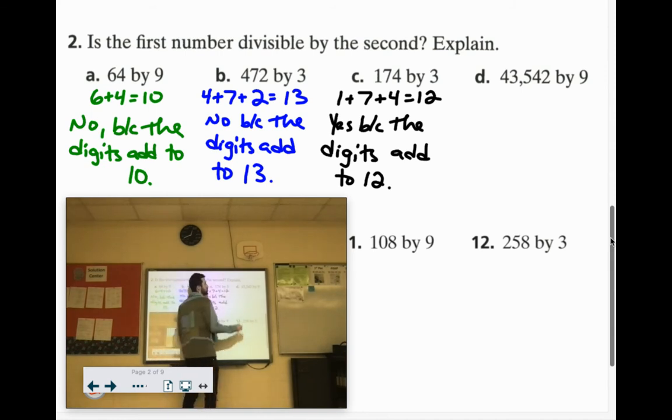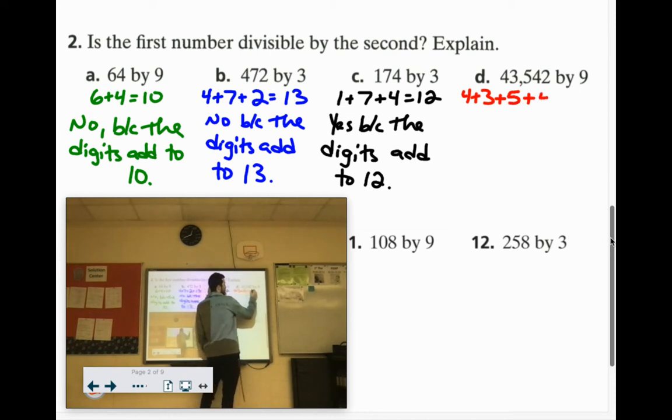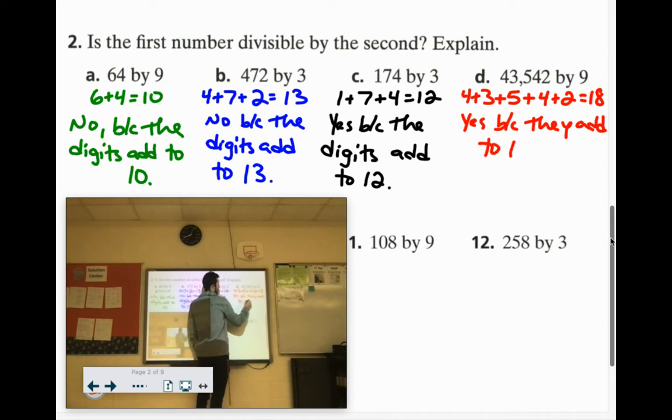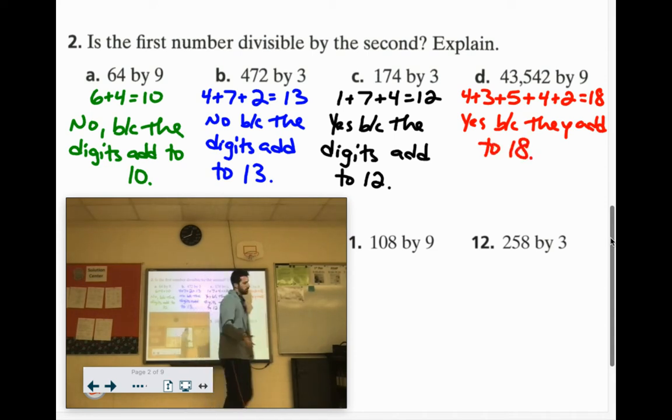Is 43,542 divisible by 9? 4 plus 3 is 7, plus 5 is 12, plus 4 is 16, plus 2 is 18. And 18 is divisible by 9. Yes, because they add to 18, which is divisible by 9.